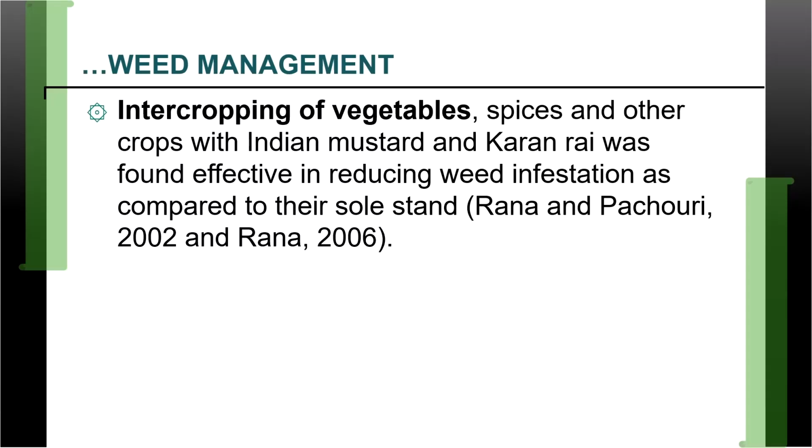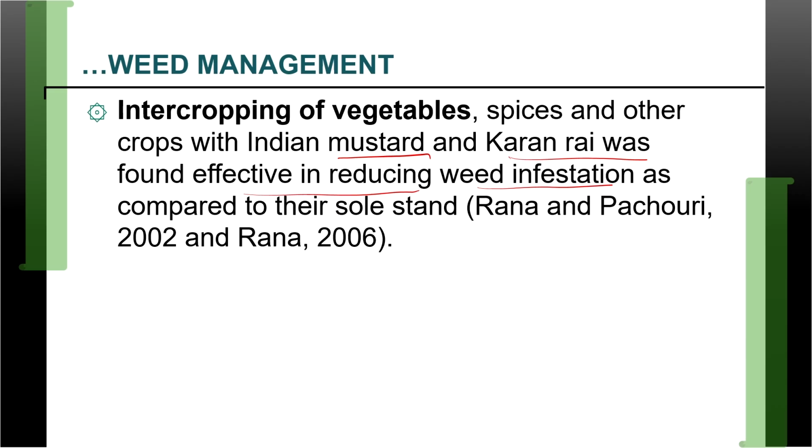And also intercropping of vegetables like spices and other crops with Indian mustard and Karan Rai was found effective in reducing weed infestation. So intercropping practices can be practiced to reduce the weed growth or competition by the weeds, because in place of weeds in free spaces, your intercrop will grow and it can suppress the emerging weeds. So therefore, intercropping is also part of integrated weed management, and this approach can be adopted in the rapeseed and mustard group of crops.